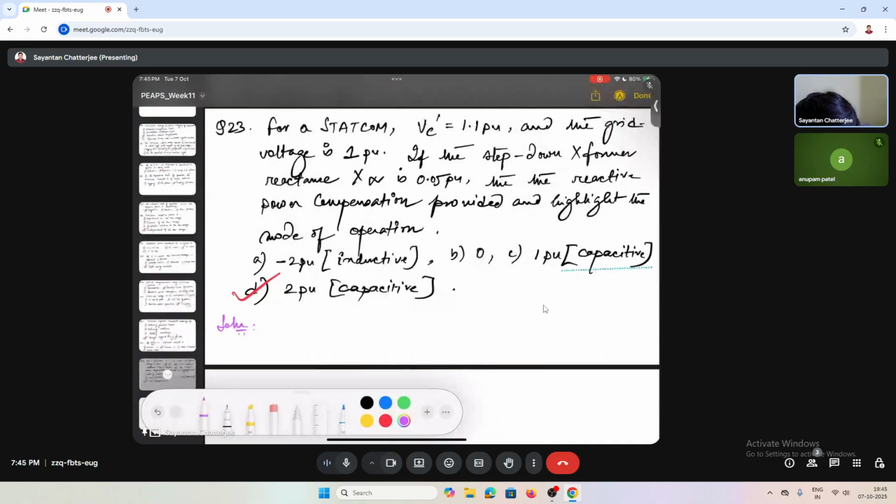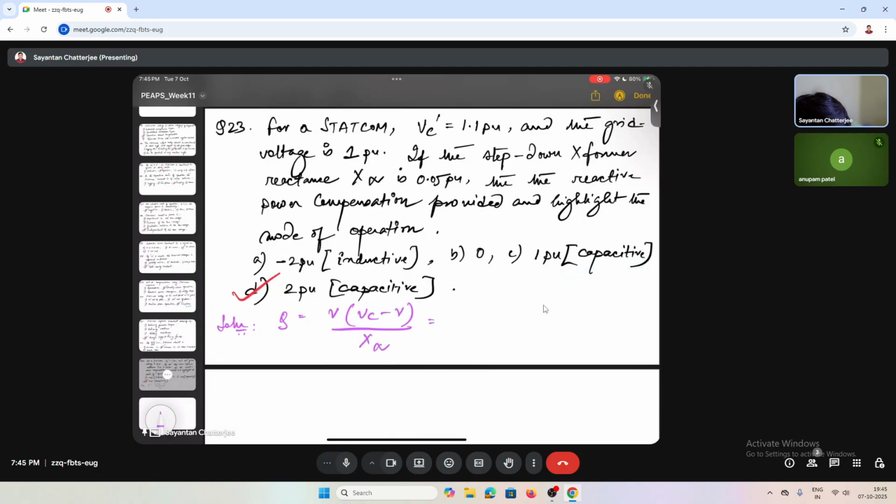So we know that Q is equal to V times (VC minus V) by X. So V is 1.1 minus 1 by 0.05, and this is capacitor positive. So it is delivering reactive power to the grid. Okay.